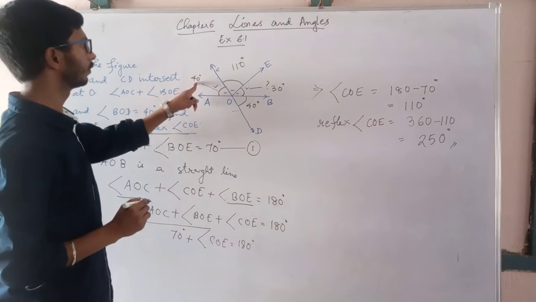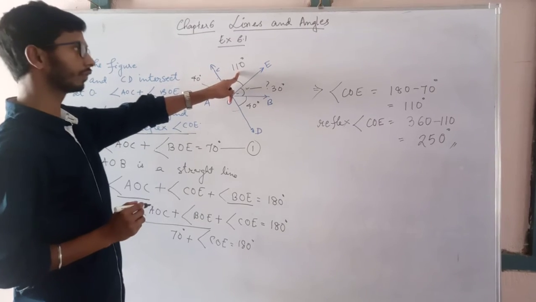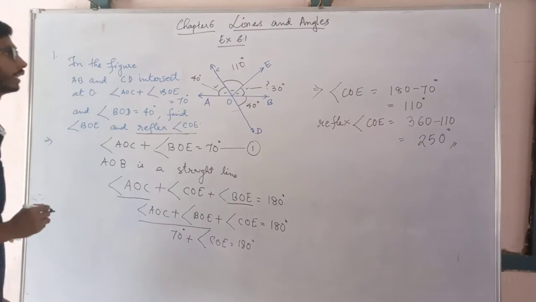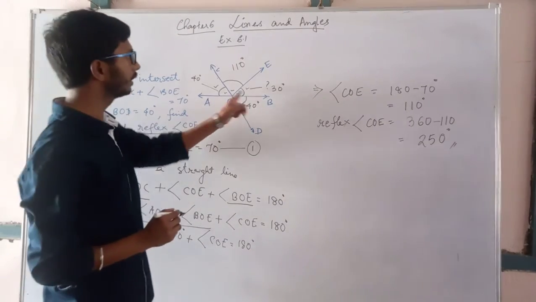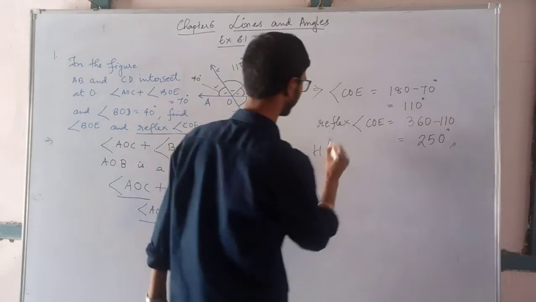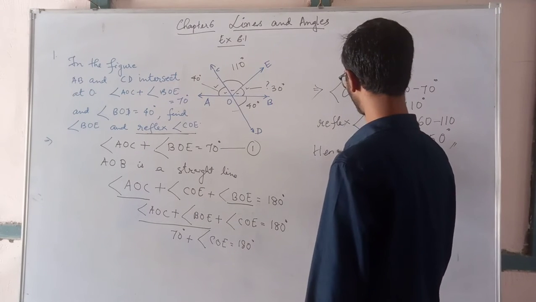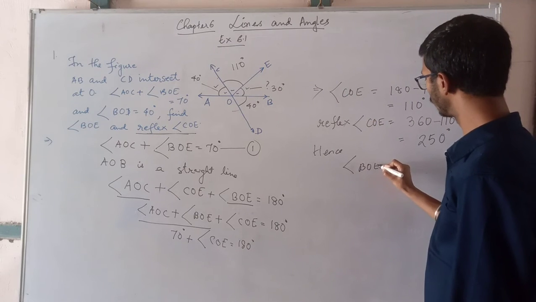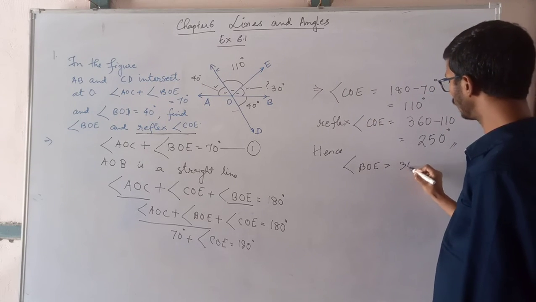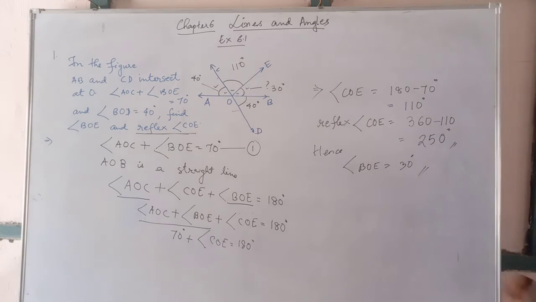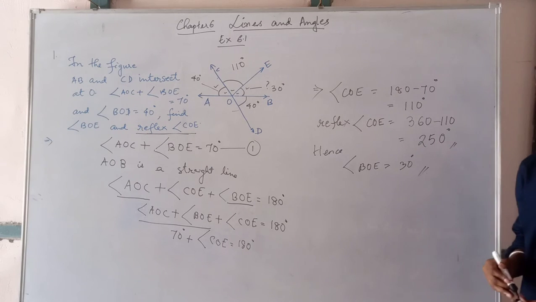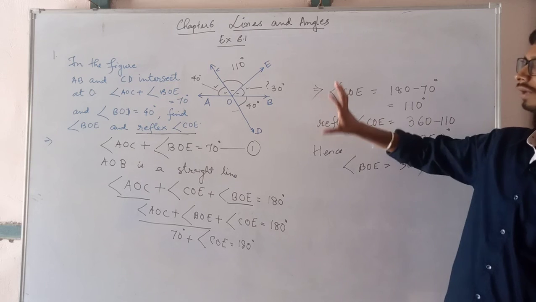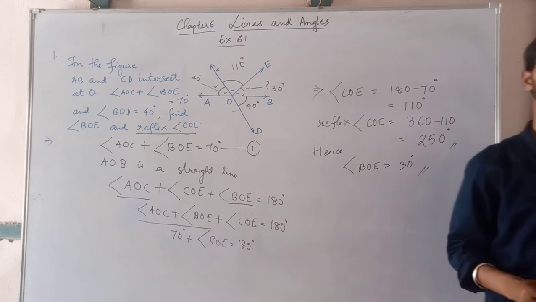You can check it. 40 plus 110 is 150. 150 plus 30 is 180. So how much we got angle BOE? Hence, we can write like this. Hence, angle BOE will be equal to 30 degree. So in this manner we can visualize the problem and we can solve accordingly. Thank you.